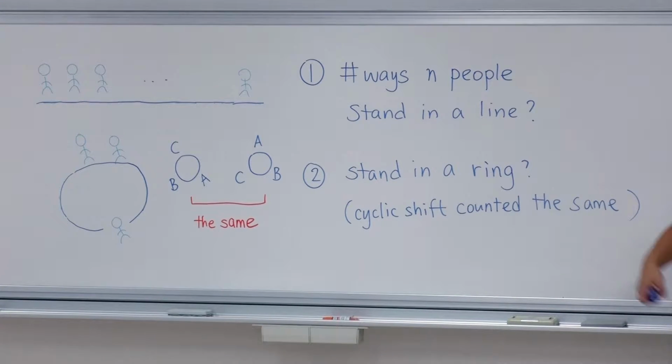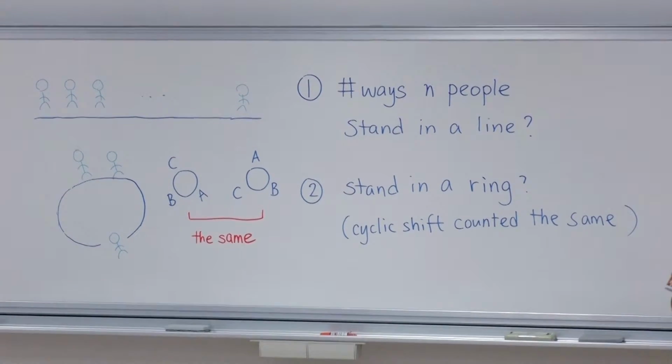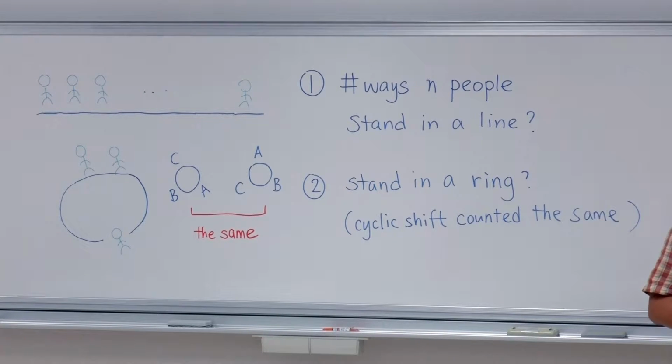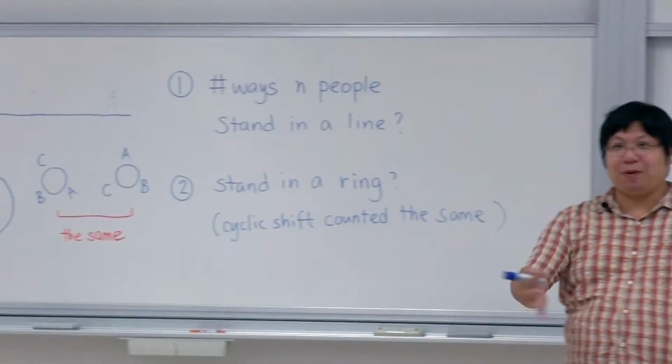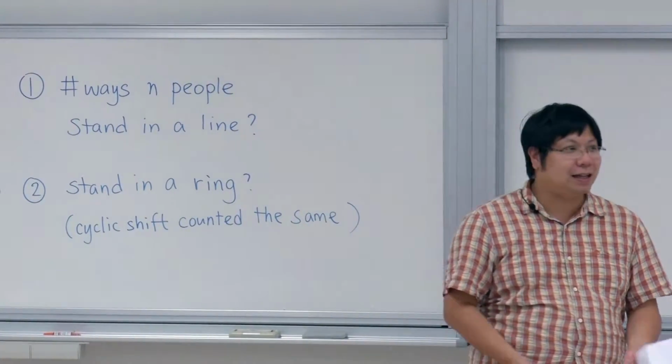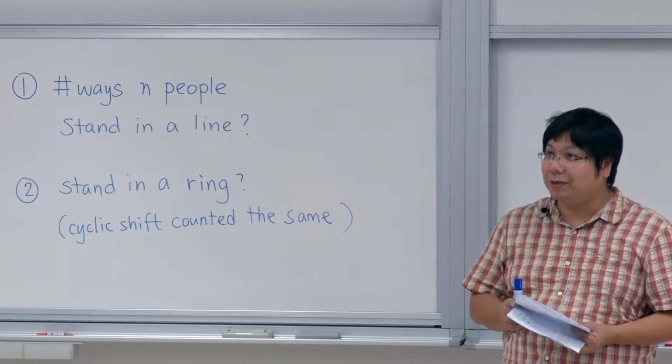They are related. The first one is: there are n people, and we want to arrange them in a line. How many ways are there to arrange them in a line from left to right? This will be very simple. There are n people, right? We want to shuffle them and put them in a line, right? So there will be n factorial.